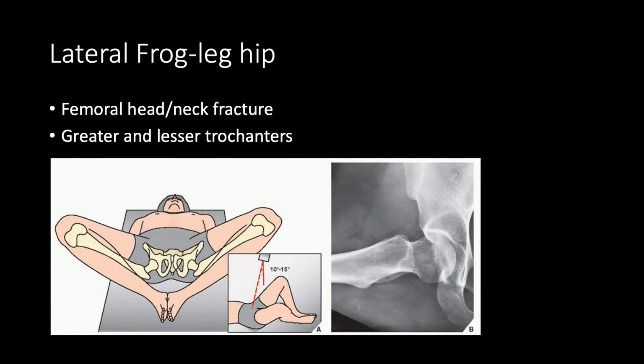Here's the lateral view, frog leg. So particularly head and neck fractures and greater and lesser trochanters are very obvious on this. It's because of the way the legs are spread here. You have about a 10 to 15 degree angle here with the beam. You get a really good picture of this pelvis with the hip almost in full external rotation, abduction. You see this almost at a 90 degree angle, it seems, with this view.